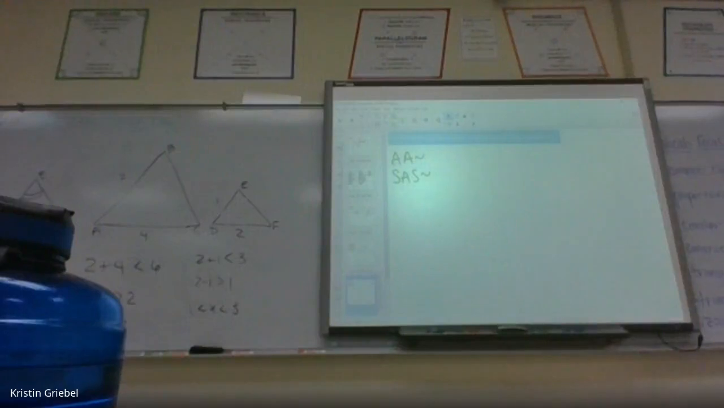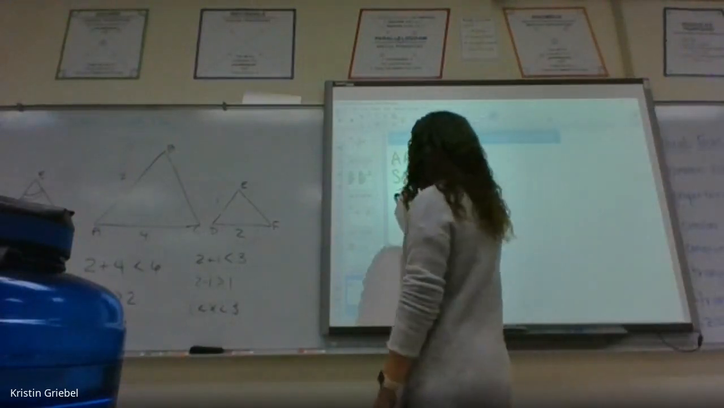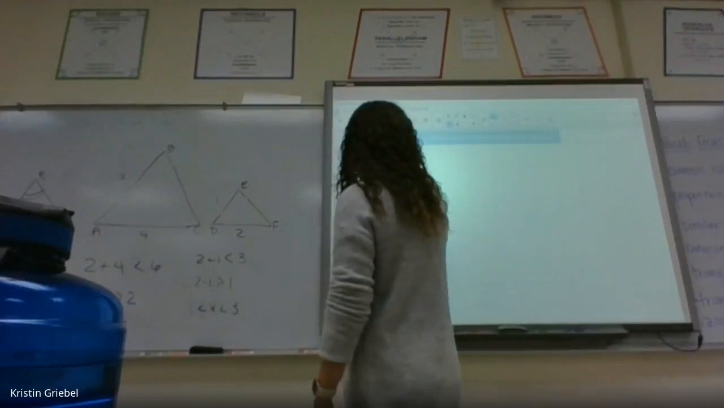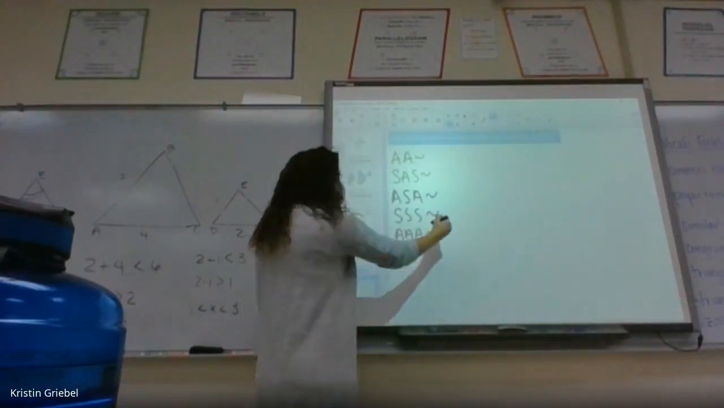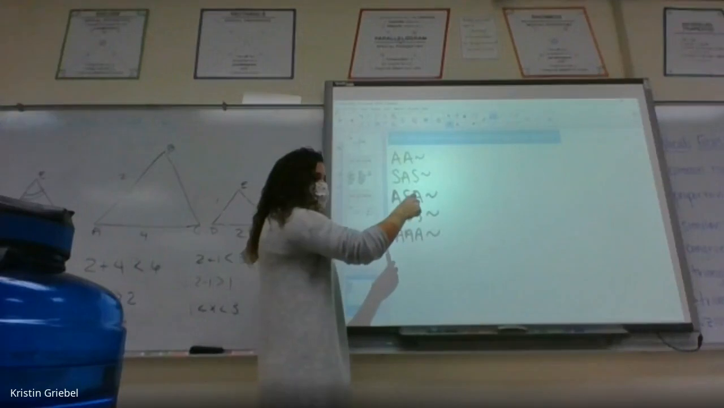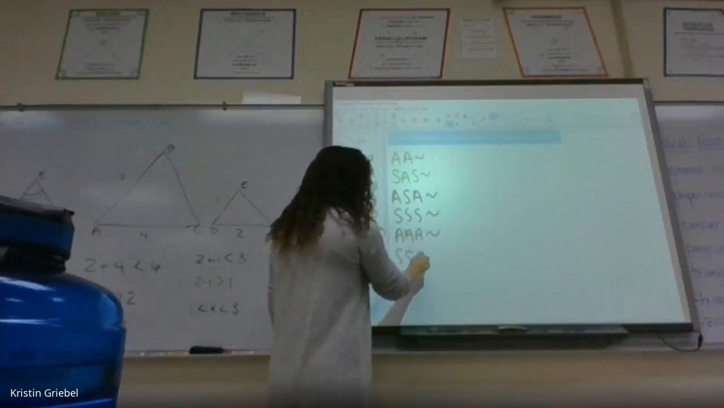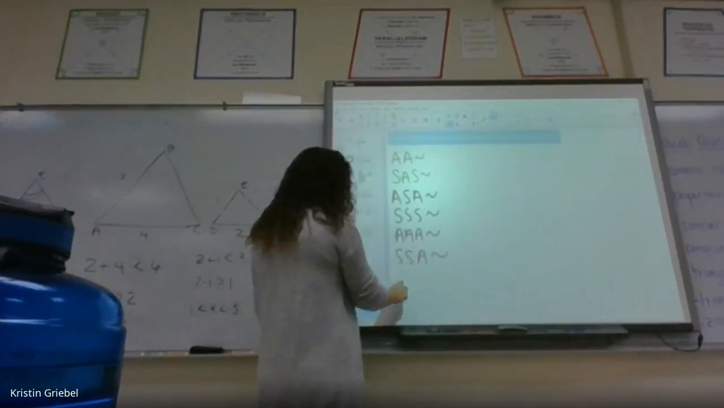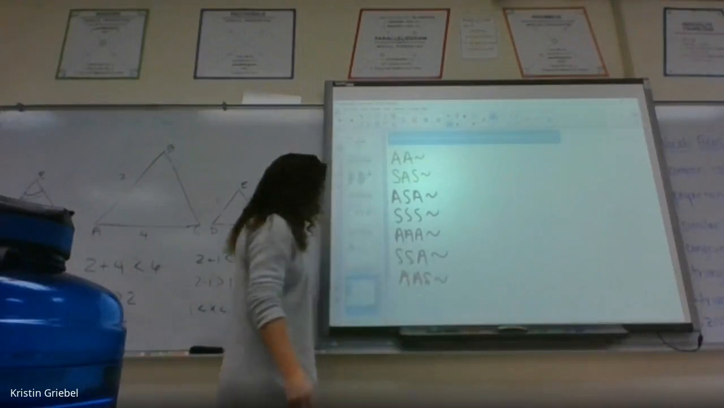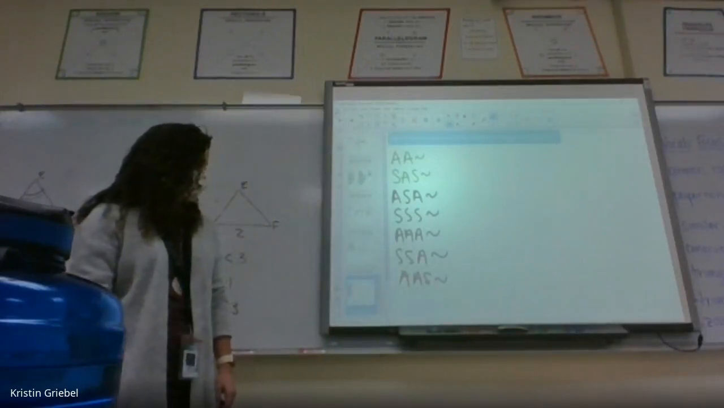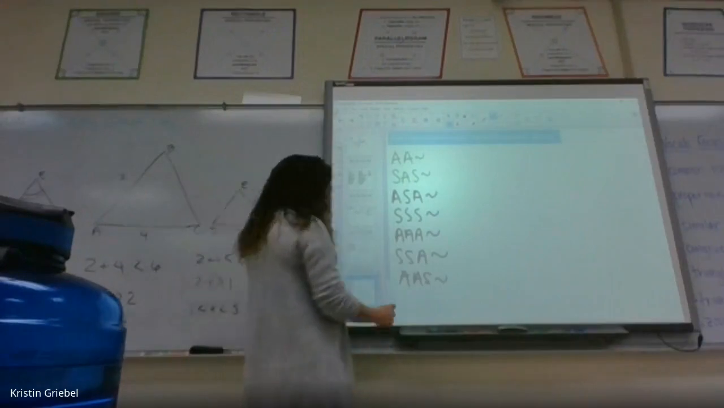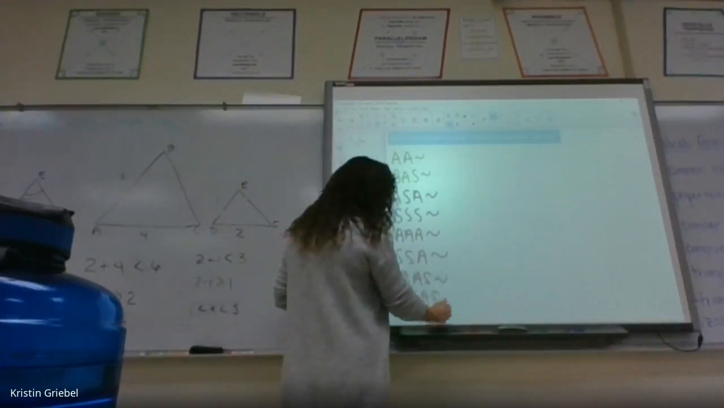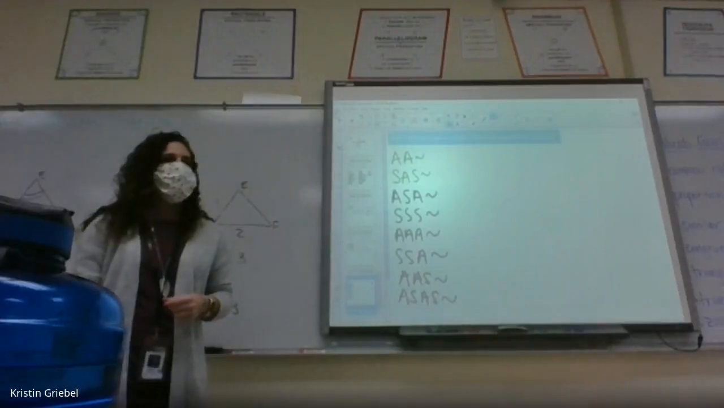All right, Gavin, give me one of your combinations. ASA. Kylie, give me one. SSS. Jordan. AAA. Nick. Austin. AAS. All right, Kira. ASAS. Lana. SSA.